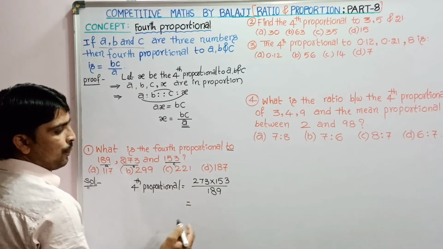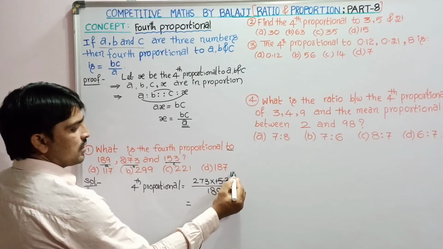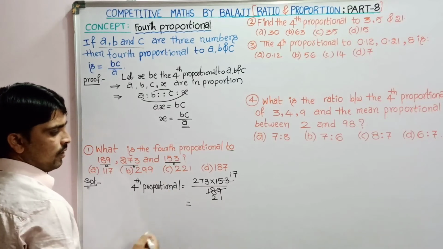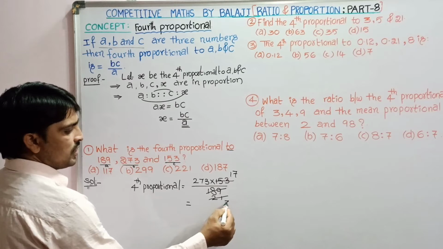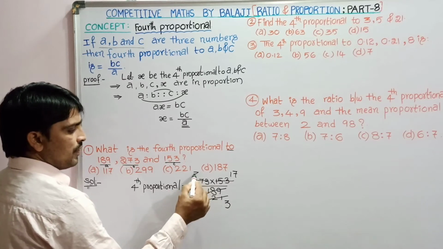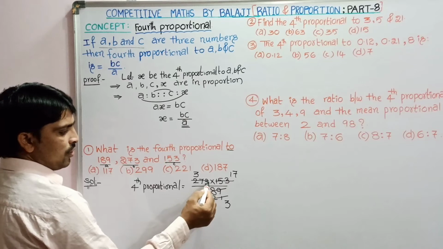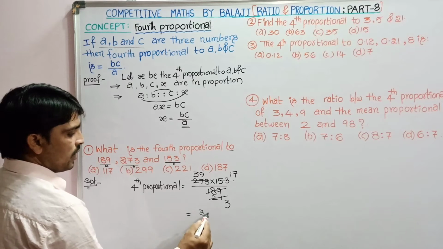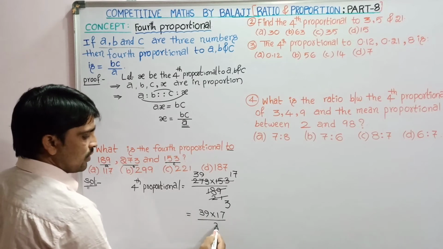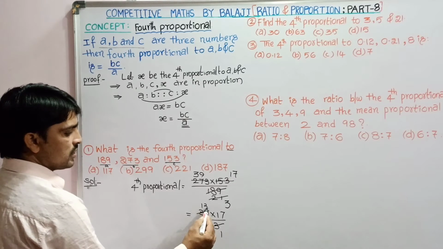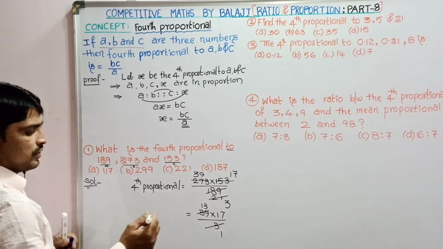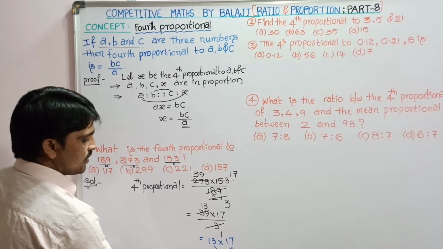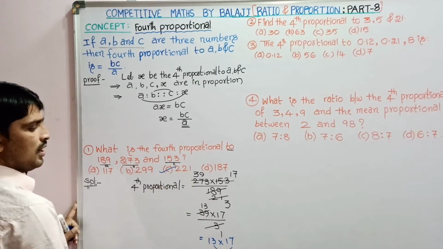Now, 9 17s are 153 and 9 21s are 189. Again, 7 3s are 21, 7 3s are 21, 6 remainder, drop 3, 63, 7 9s are 63. That is 39 times 17 by 3. 3 1s are 3, 3 13s are 39. Now, what is the product of 13 and 17? Simply by observing the unit digit, 7 3s are 21, so the unit digit is 1. So 221 is the answer.